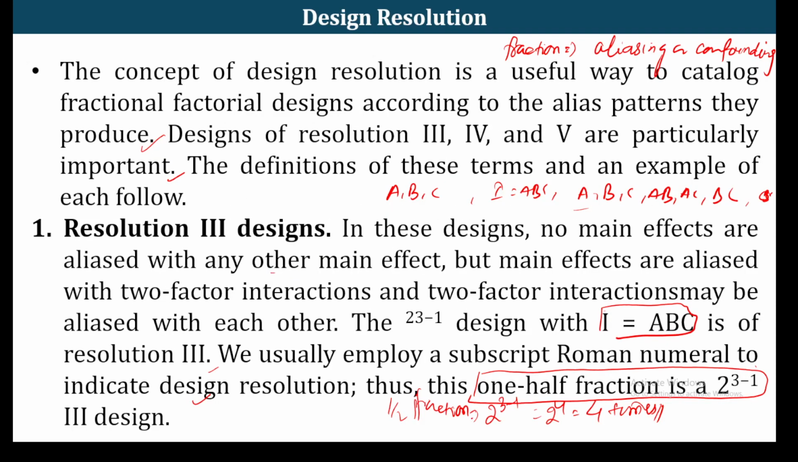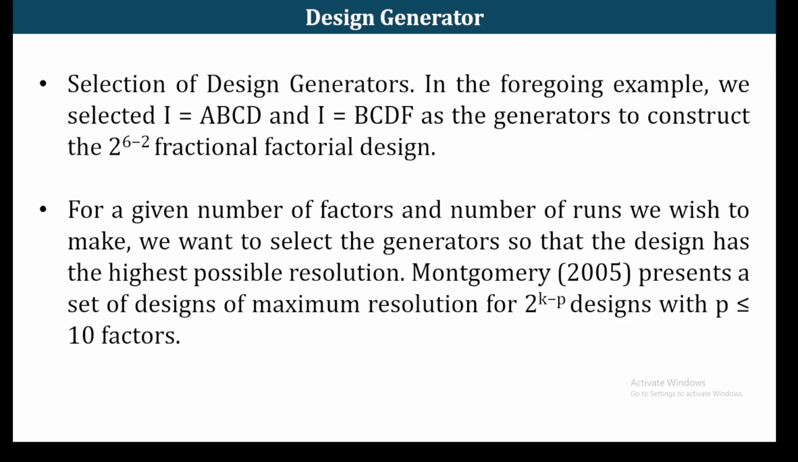Now we'll look at the design generator. In the aliasing, we had 5 factors, and we were doing aliasing with the full multiplication A, B, C, D, E. But sometimes it might be different. So for that, how are we going to choose the design generator? Selecting a design generator, in the foregoing example, we selected I equals ABCD or I equals BCDF, because we had 6 factors and then 2 were reduced, like 1 by 4, when we were doing the experiment. So the generator to construct the 2 to the power 6 minus 2 fractional factorial design.